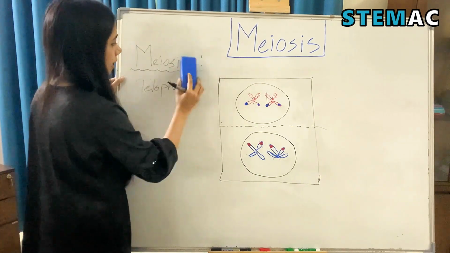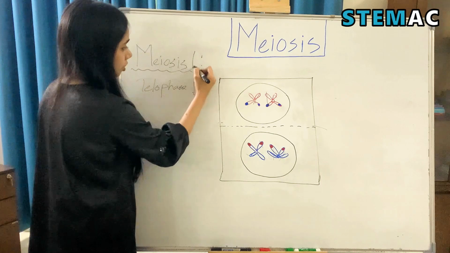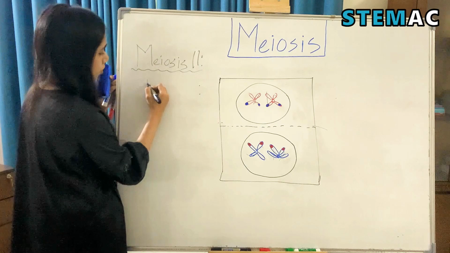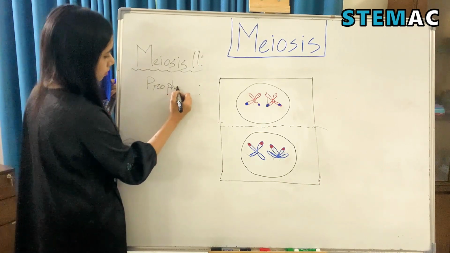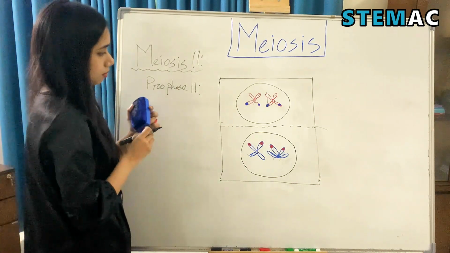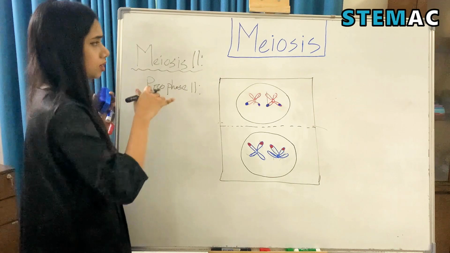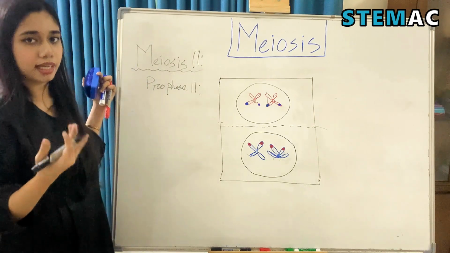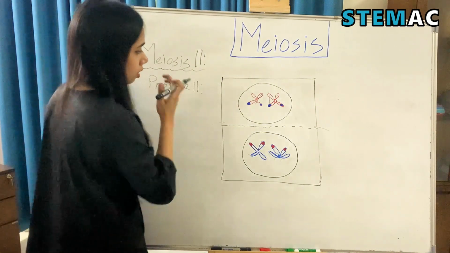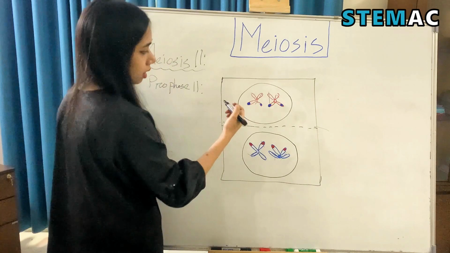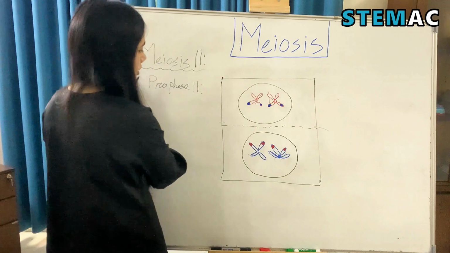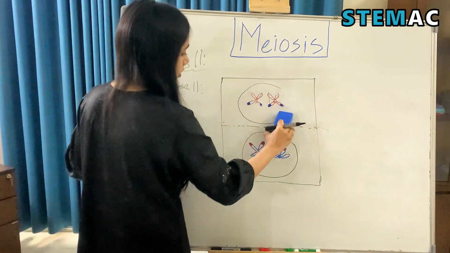So now we will move to the meiosis 2 stage. The meiosis 2 stage starts with prophase 2. The whole meiosis 2 stage is basically the same as the mitosis division process. So in prophase 2 of the meiosis 2 stage, the chromatins will condense into chromosomes, and the nucleolus and the nuclear membrane will start to disappear.